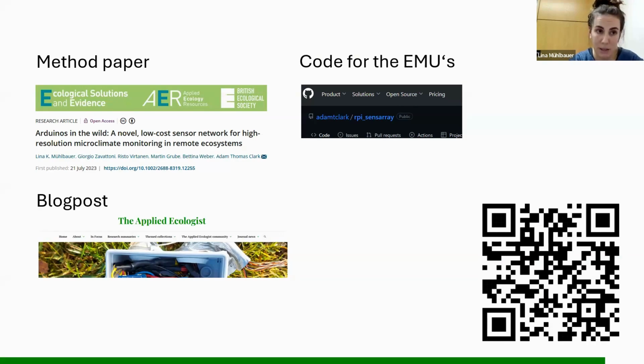So there's this method paper. We really took care that the supplement is pretty good, so if you want to build that sensor network, you should be able to. Otherwise, just write me an email, because there are pictures in it showing what you need to connect where. So even if you don't have a lot of knowledge beforehand, just try. It's fun. I wrote a blog post about some more application stuff. And the code is freely available for the EMUs on the GitHub of my supervisor. You can also scan the QR code and should get all of the links for that.